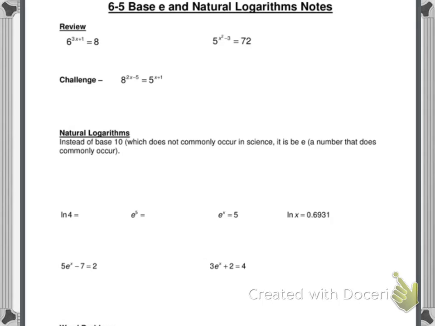Okay, for today's video, we are looking at base E and natural logarithms. We'll talk about what that means here in just a second. But first, let's do a quick review from common logs and from using our calculator to solve log problems.